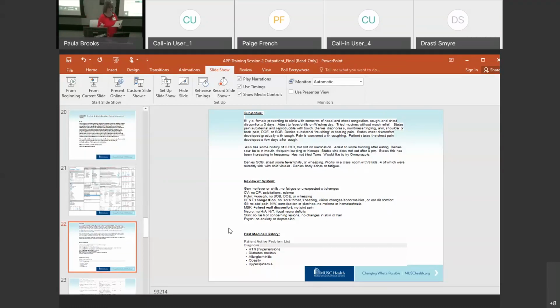So we had our chief complaint. They have the concerns of the nasal and chest congestion. We have an associated sign and symptom in the cough. We've got chest for location. Duration again is 3 days. And we've got modifying factors because she's tried taking some Mucinex.